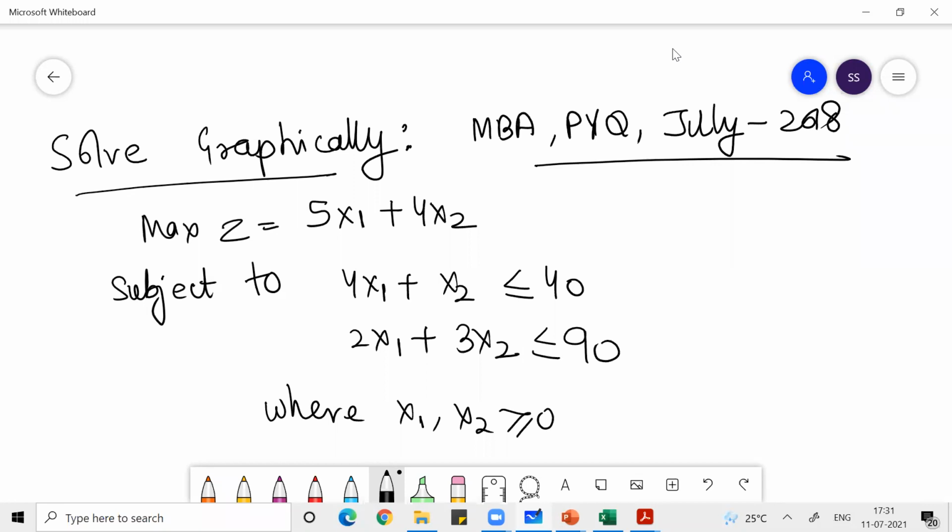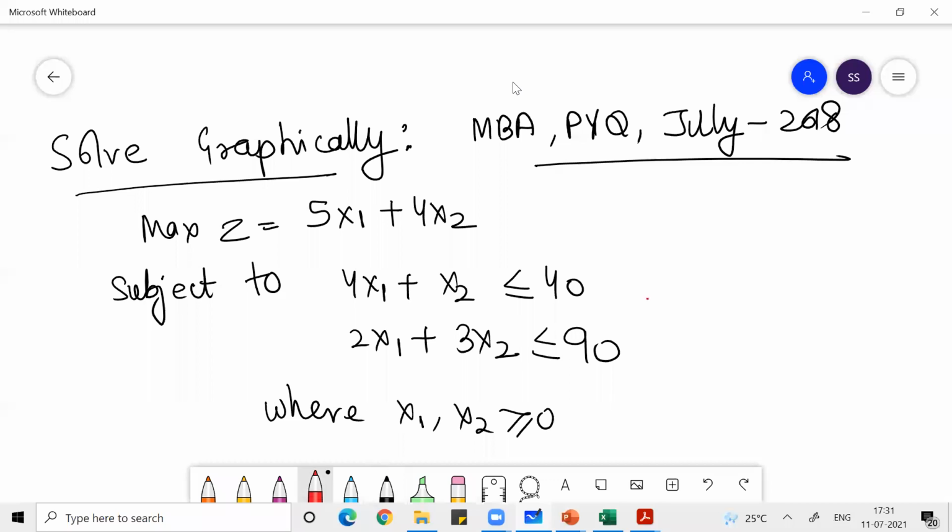Subject to, you are given two constraints, and the non-negative restriction is always given, that your x1 and x2 should be greater than or equal to 0. If you remember in the previous session, I told you that whenever you see your constraints are less than or equal to sign, what is the first thing we'll do? We assume as if the constraints are equations. Okay, I hope you remember.